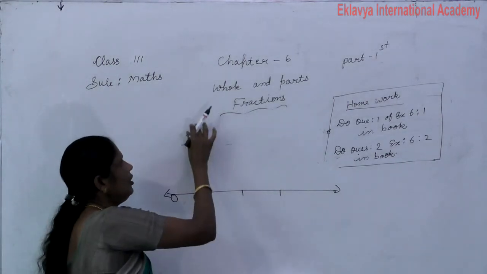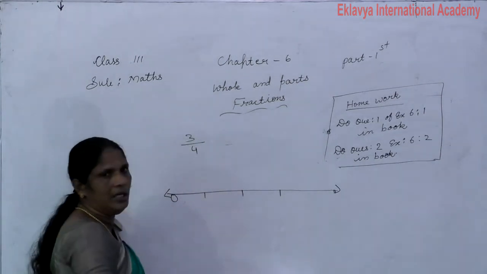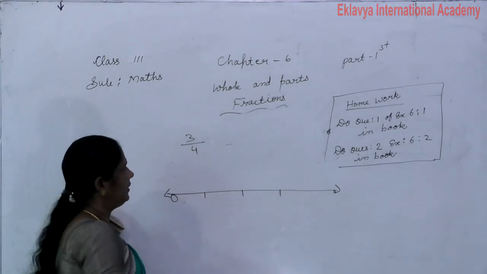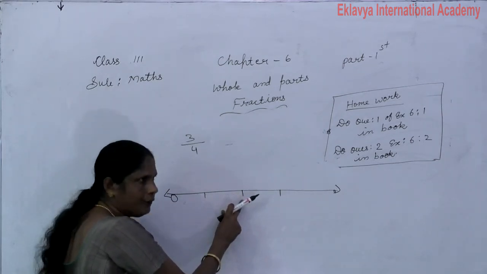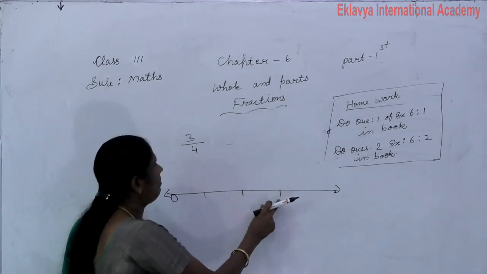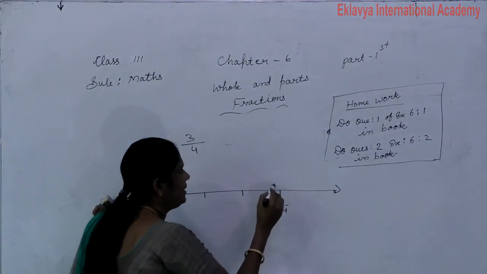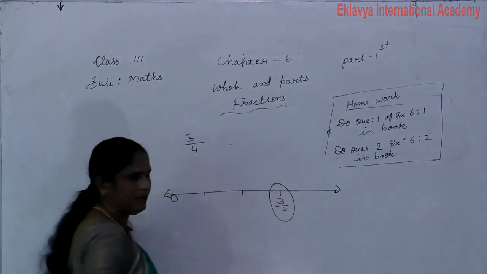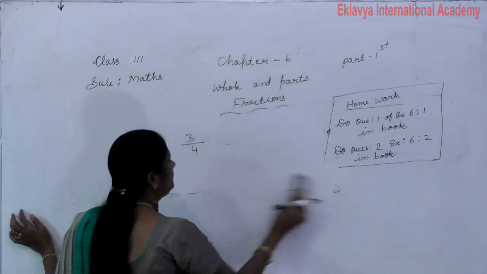Now we represent this fraction on the number line. This is 1/4. This is 2/4. This is 3/4. Here we represent this fraction. This is our fraction. Understand?